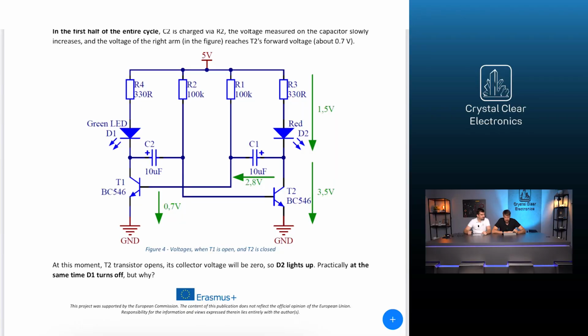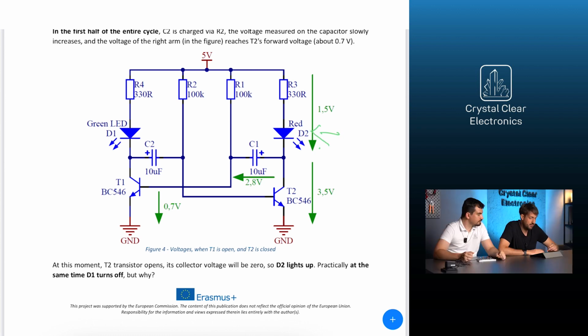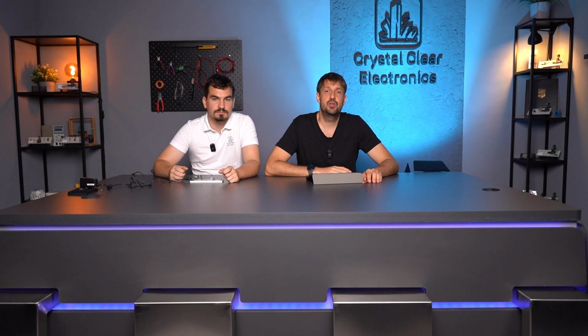Figure 4 shows the voltages before the switching happened. At the right side of C1, the voltage is the supply voltage minus the LED forward voltage, and on the left arm, it has 0.7 volts because T1 is open. The voltage measured on the capacitor should be the difference of these two voltages. Since the sum of all the voltages is 0, so UBE1 plus UC1 minus UCE2 equals 0, it follows that the capacitor can measure 2.8 volts in the marked direction.